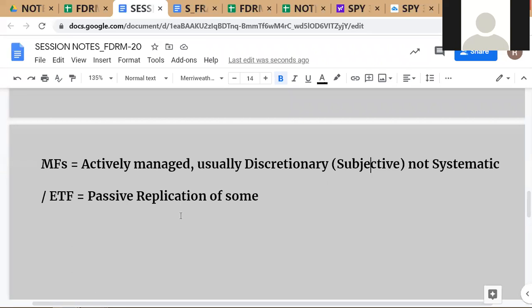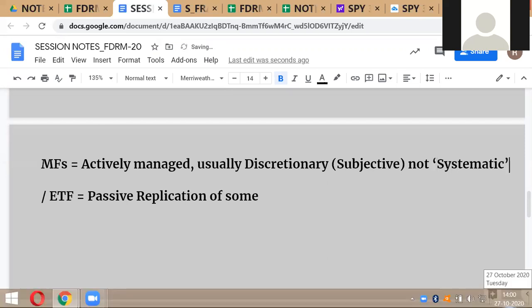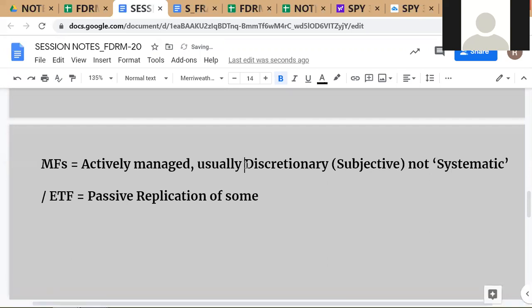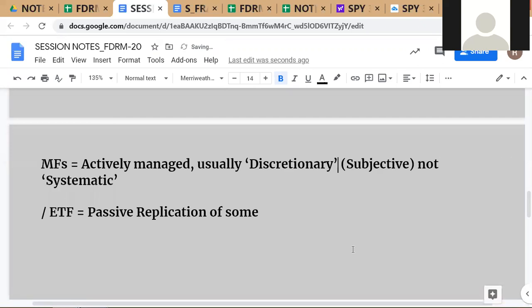So the term that we use is discretionary. And the other type of approach, the opposite of discretionary, I'm just teaching you the word here so that you're aware of it, is systematic. The opposite of discretionary is systematic. And so these are all terms of art, as we say, which are actively managed.